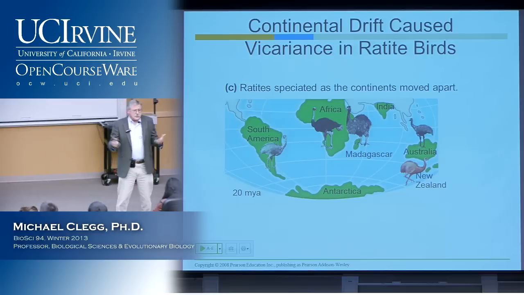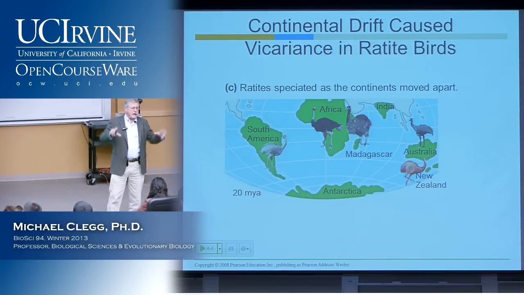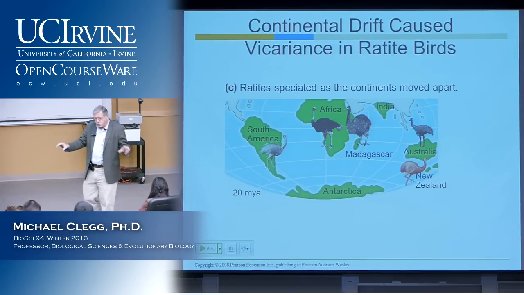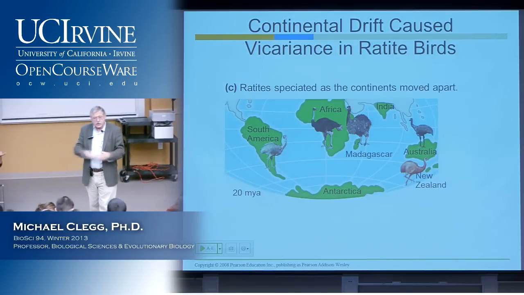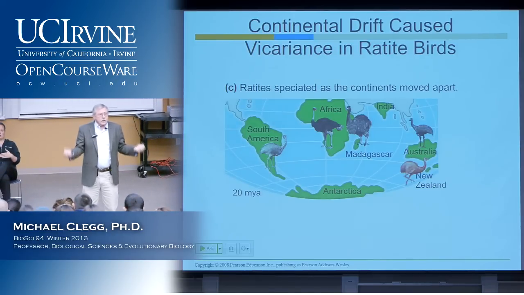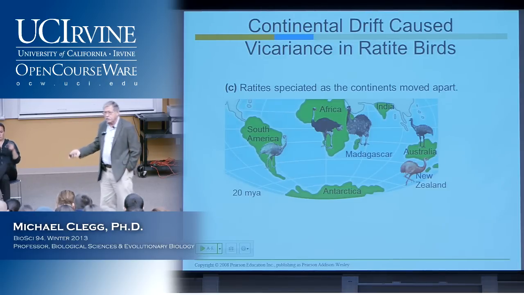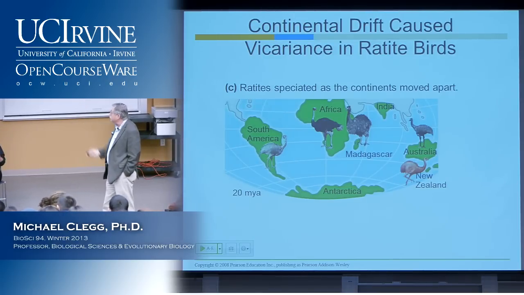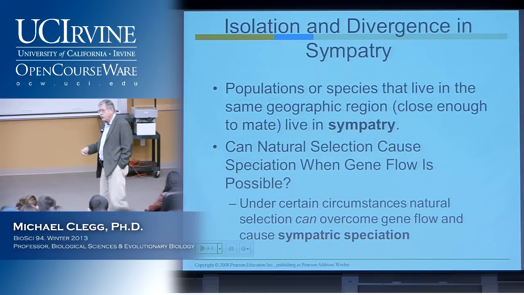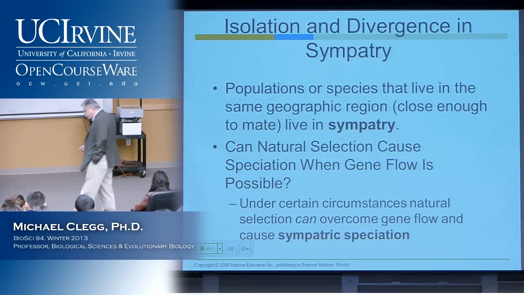But the key idea is that if there's enough time that goes by, drift, mutation, and natural selection for specific adaptations in separated populations will lead to genetic divergence. If there's no opportunity for genetic exchange, that divergence accumulates through time, and ultimately the populations become sufficiently different that they're recognized as new species.